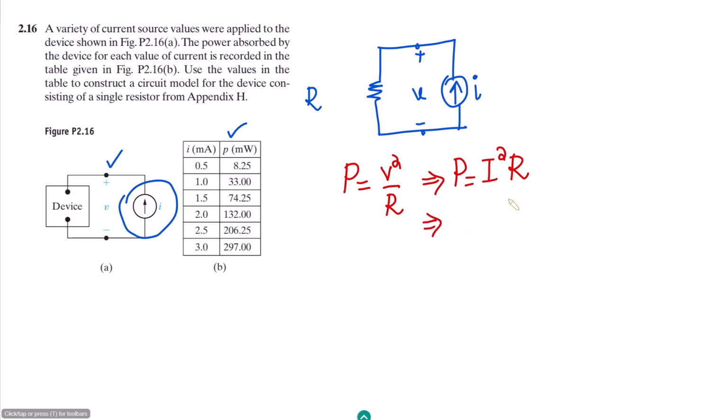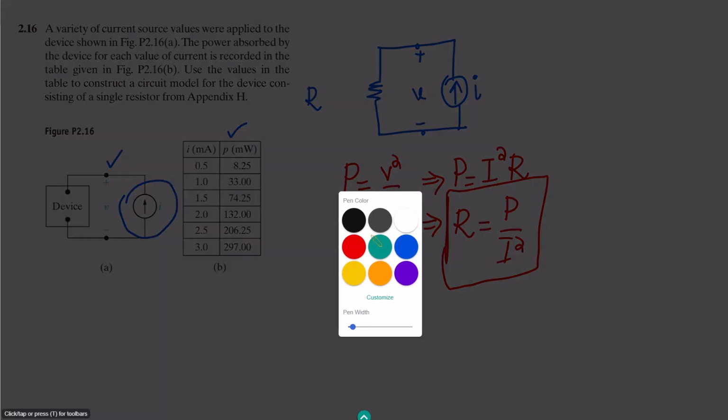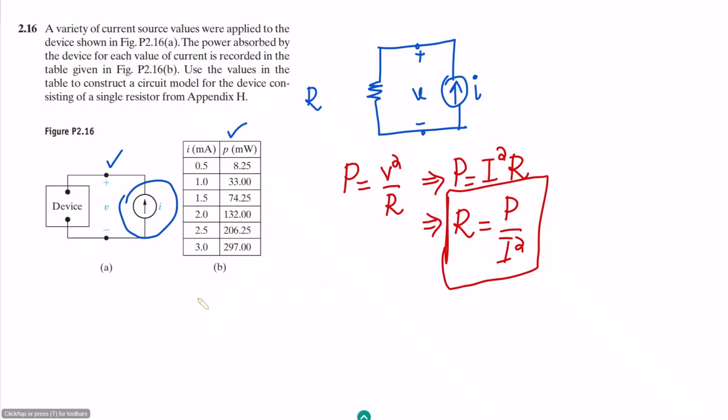In order to find the value of R from this formula, it will be P divided by I square. So that is the formula in which the only thing in this table that will remain constant is R. So let me formulate it for this one. Here R is equal to what? P divided by I square.